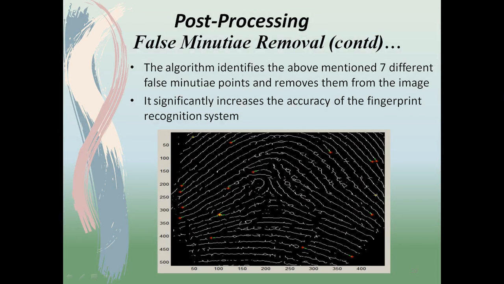Now, continuing with the false minutia points, you can see that after removing the 7 different false minutia points, accuracy has significantly increased. You saw so many yellow and red marks on the other slides. Those have all been removed. Now all we are left with is exact minutia points with exact locations, and we know where they are, and the error has been reduced significantly.